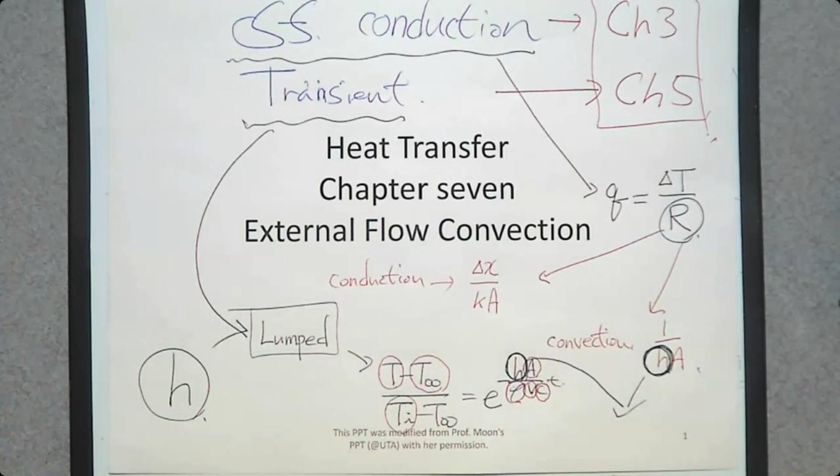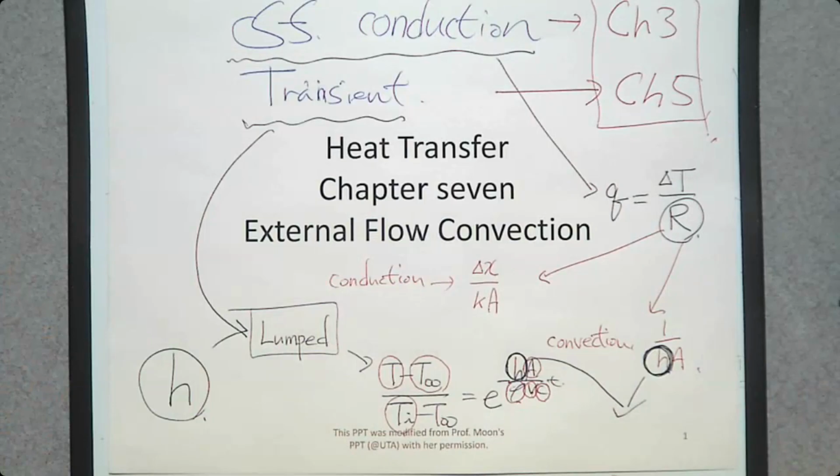What about this H? Is there a table for H? No. Why is there no table for H? Because this is not a material property. This depends on, of course, the material property as well as fluid motion. So depending on the velocity of the fluid, the surface condition, and the material properties such as density or thermal conductivity, this one will change.